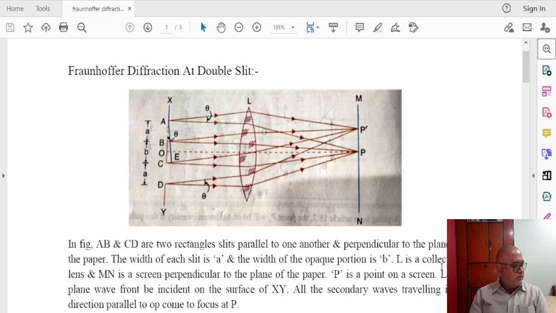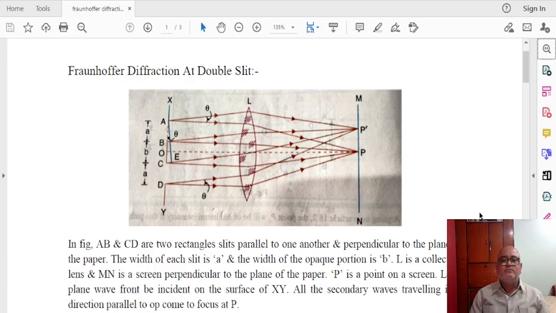Then the diffraction at a thin wire. Now we will see the diffraction pattern shown by the scientist Fraunhofer by using a double slit method.